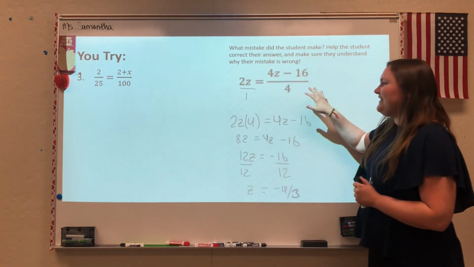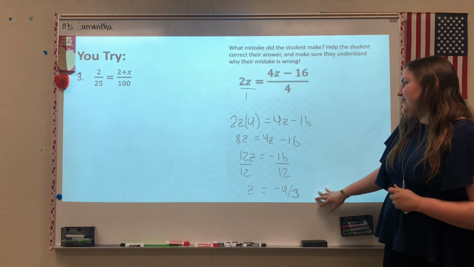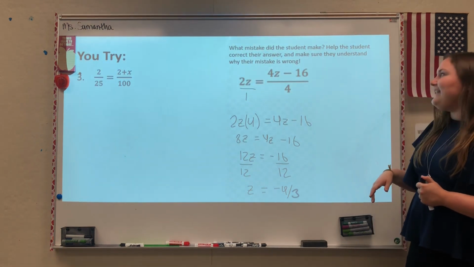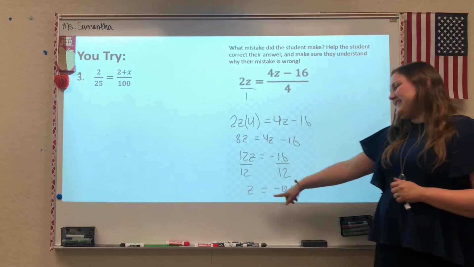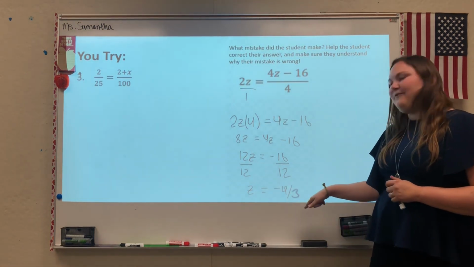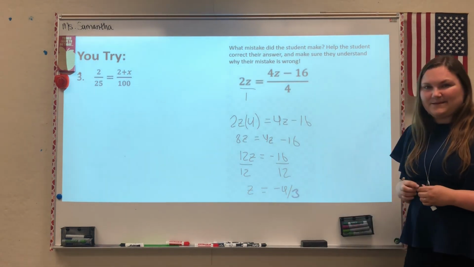Now go ahead and try this second one. You're going to look at the work that the student has provided you, and then you're going to figure out what mistake the student made. They're saying the answer is z equals -4/3, but that's not right. So somewhere in their work they did something wrong.